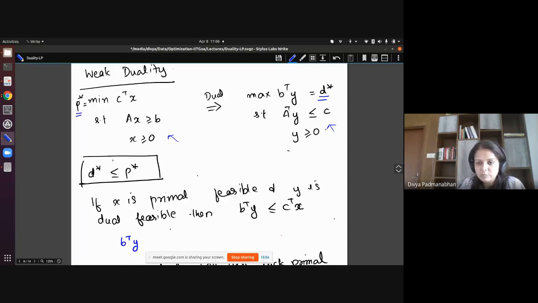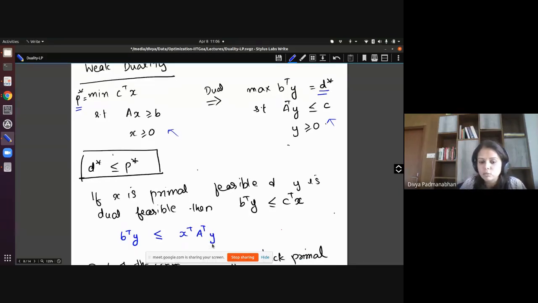So if you take b transpose y, because in the primal you say that b is less than or equal to Ax, this is going to be less than x transpose A transpose y. And now because y is dual feasible, A transpose y is component-wise less than or equal to c. So each component of this is less than c. And the x's are all non-negative quantities. So overall this is going to be less than x transpose c.